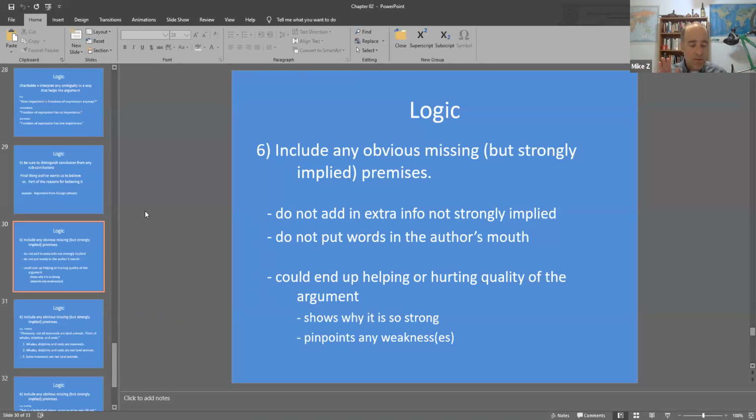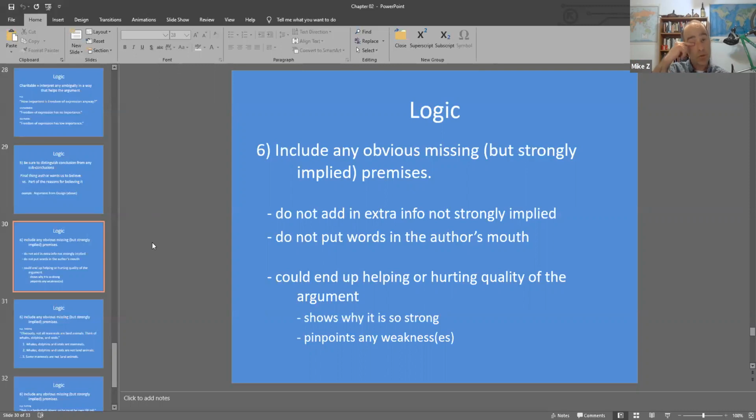But it could be that the author just has a bad argument, right? And maybe their argument could be made better by bringing in new premises. But if the author didn't really strongly imply that those premises should be included, then we can't include them, right? Because then we're doing too much work for the author. We're not reinterpreting their argument. We're taking their argument and constructing a brand new argument that's maybe better than the author's original argument. So we can't put words in their mouth. So it's tricky. It's a fine line there. And I've got an example coming up that maybe will make it a little bit clearer.